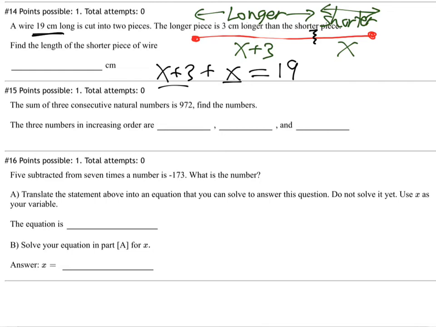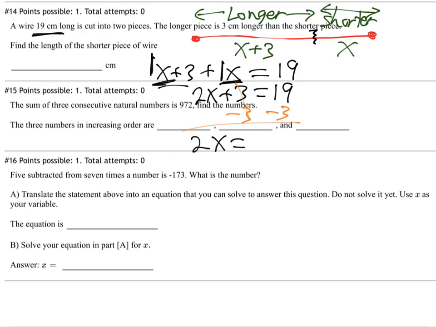So can you solve that equation for x? And so x plus x? Yeah, because it's invisible ones that are 2x. Plus 3 is 19. X is going to want to be alone. Subtract 3. 2x is 16. Last step. Divide by 2. X is 8.